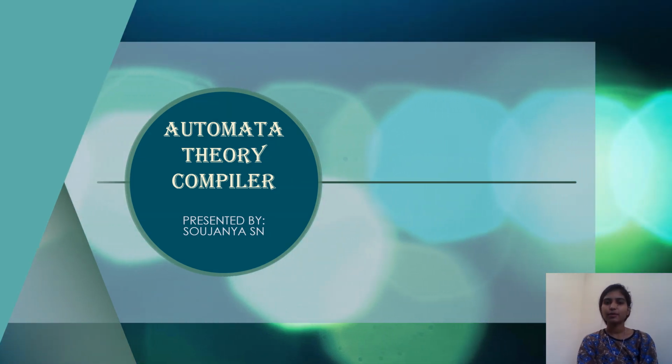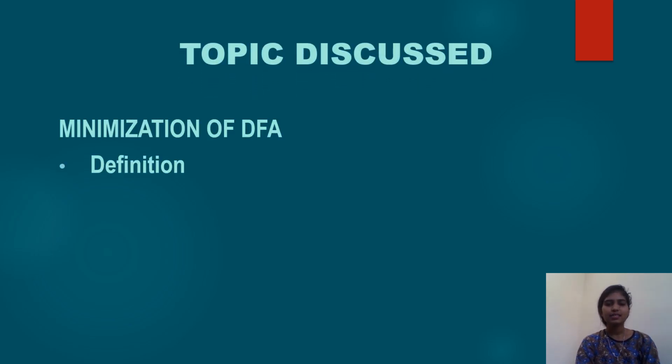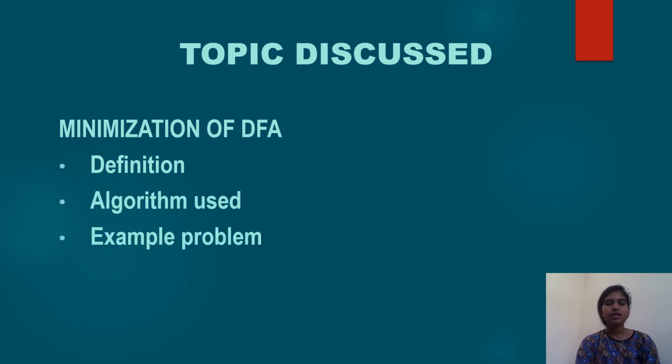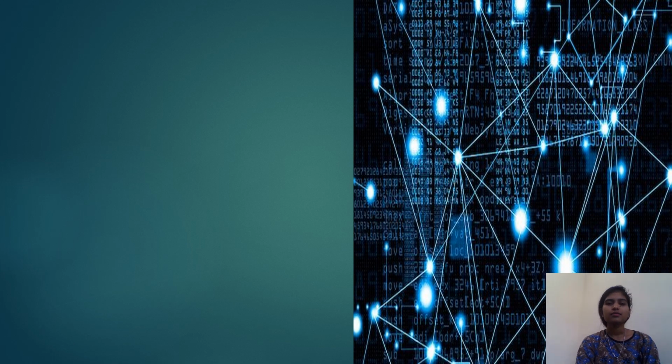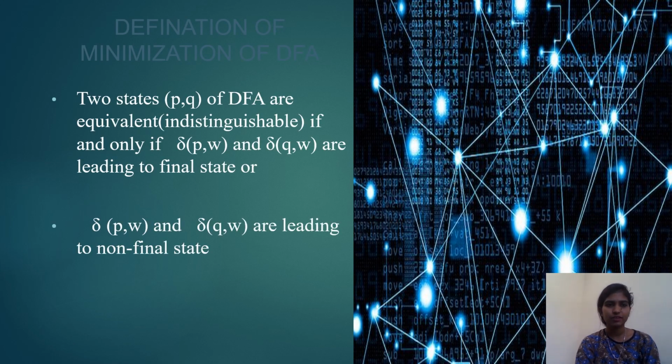Today we are discussing the automata theory of compiler, and we will discuss the minimization of DFA. It has three parts: definition, algorithm used, and example problem. First, we discuss the definition of minimization of DFA.